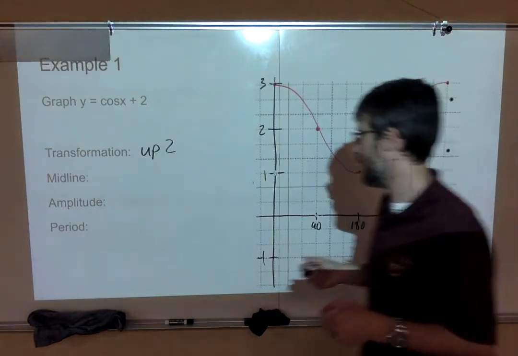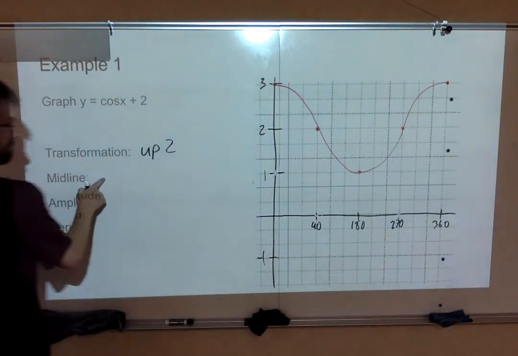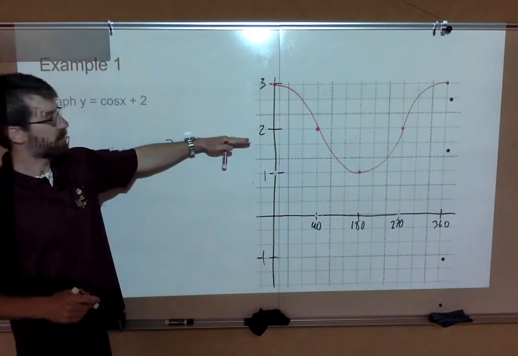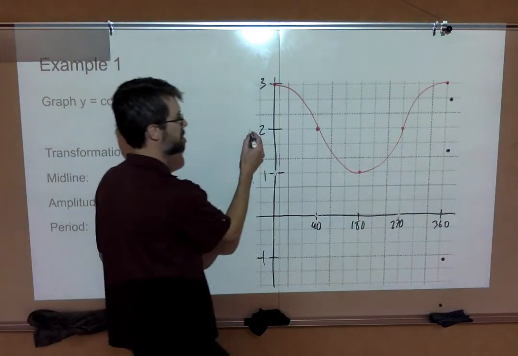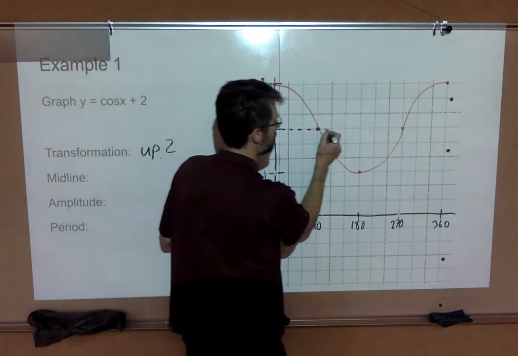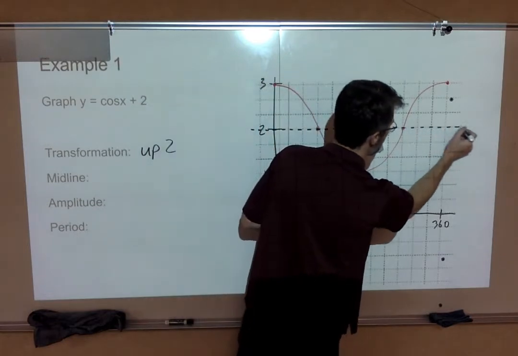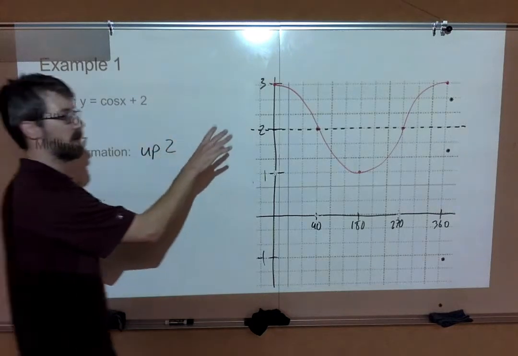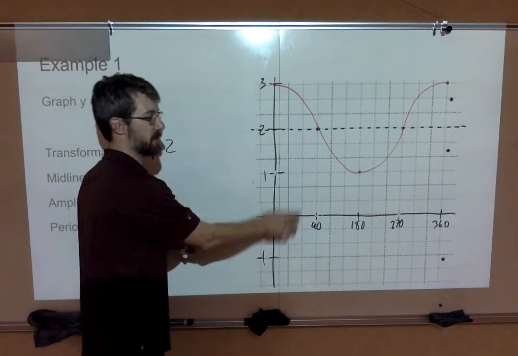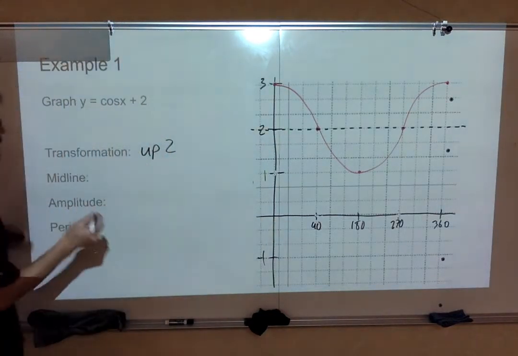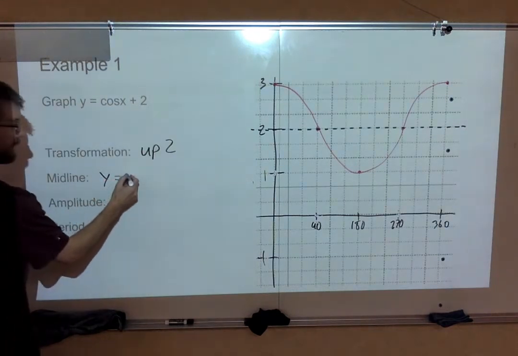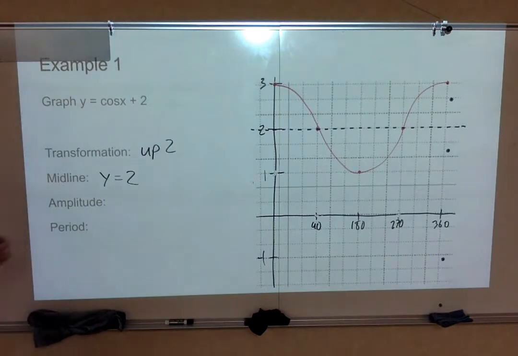Okay, midline. This midline would normally have been the x-axis. That also gets shifted up 2. So this one, the midline, goes right through the middle like here. And some teachers, sometimes we do ask that you graph the midline as well if it's not on the x-axis. What we're going to be asking you to do is identify the equation of that midline. Remember, it's not just 2, it's y equals 2. It's an equation of a line.